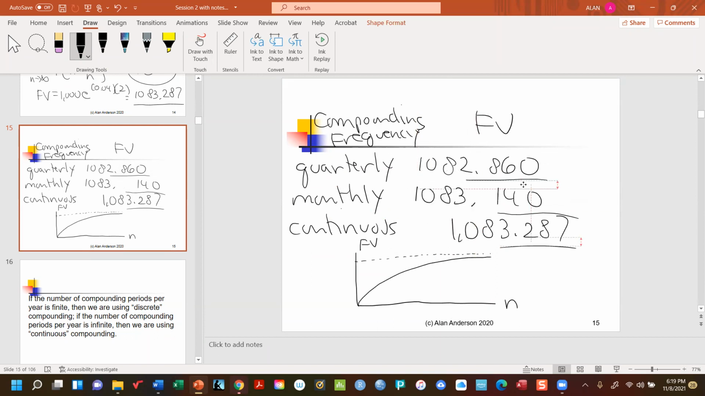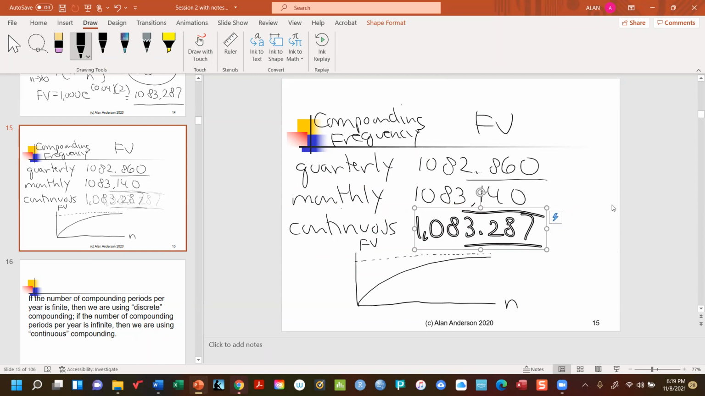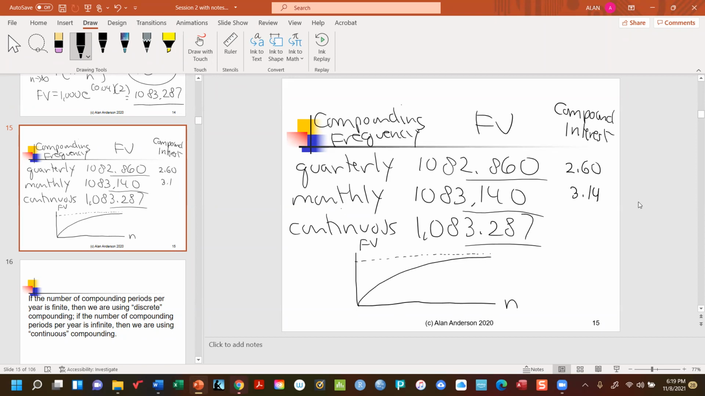All right. So what I'd like to do is just add down here compound interest, which would be 260, 314, and 3.287.